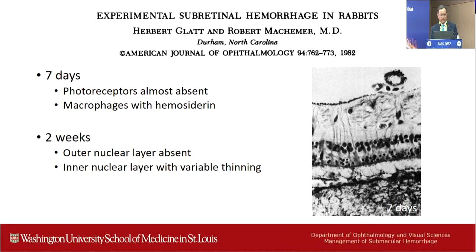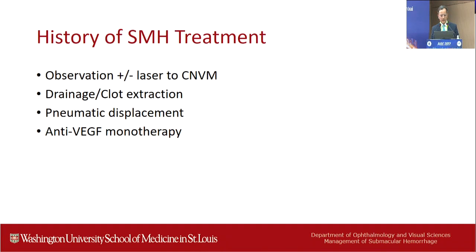So why do we worry about subretinal hemorrhage? There's good data from as early as the 1980s that subfoveal hemorrhage is toxic. In rabbit studies where you put blood under the retina, you can get toxicity as early as 2 days, but by 2 weeks, you can get pretty profound effects on the outer retina. And so traditionally, the history of submacular hemorrhage management has been all of the above.